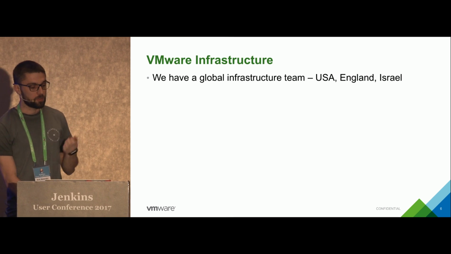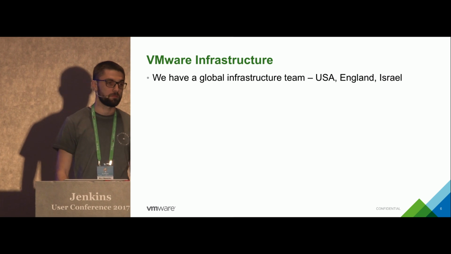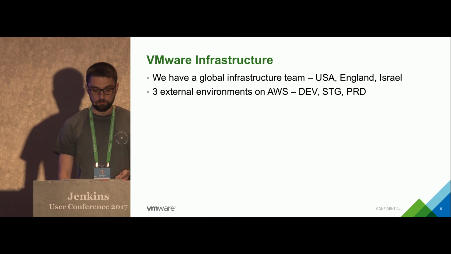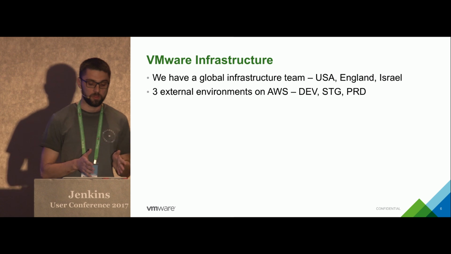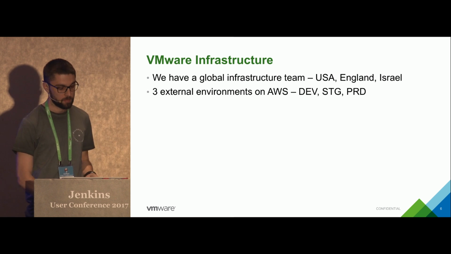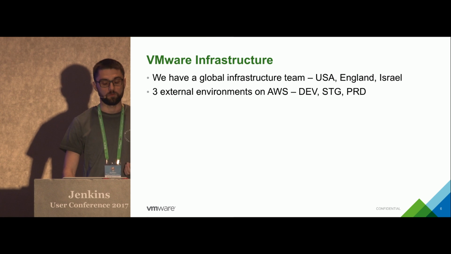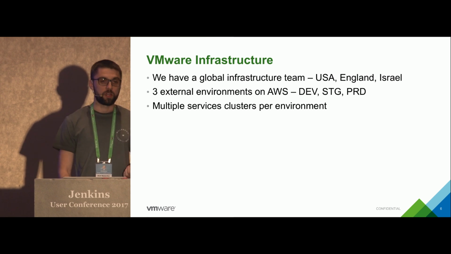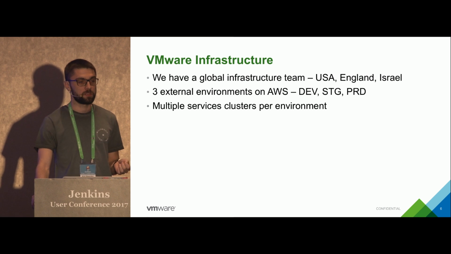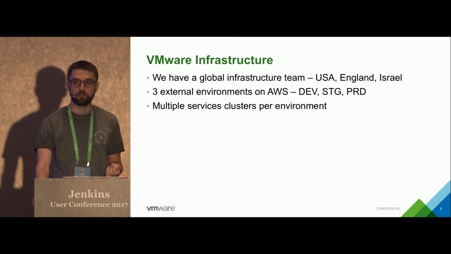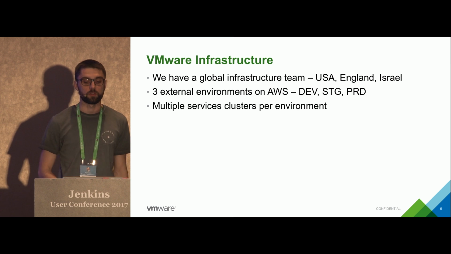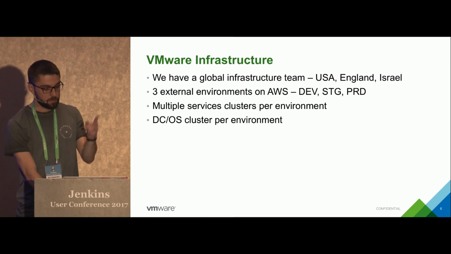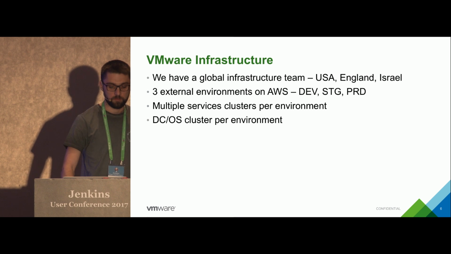So what kind of infrastructure do we have? We have a global team in US, England, and Israel. We have 3 external environments running on AWS: development, staging, and production. These are customer-facing environments. We are running multiple services on these environments. Our production is based on Docker. We are running a DCOS cluster, which orchestrates all our Docker environment, a DCOS cluster per environment. That's all we have.